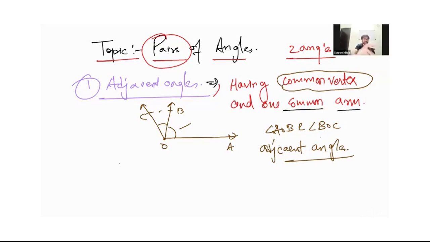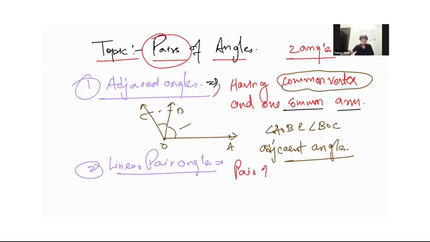Second case is the linear pair. What are linear pair angles? A pair of adjacent angles whose sum is 180 degrees. The sum of both the adjacent angles is 180 degrees.